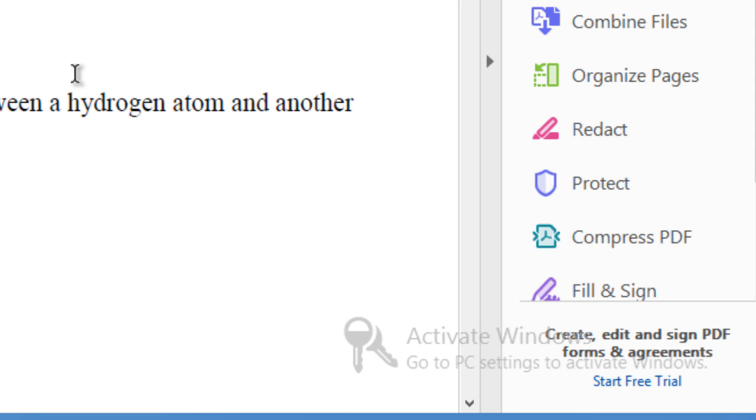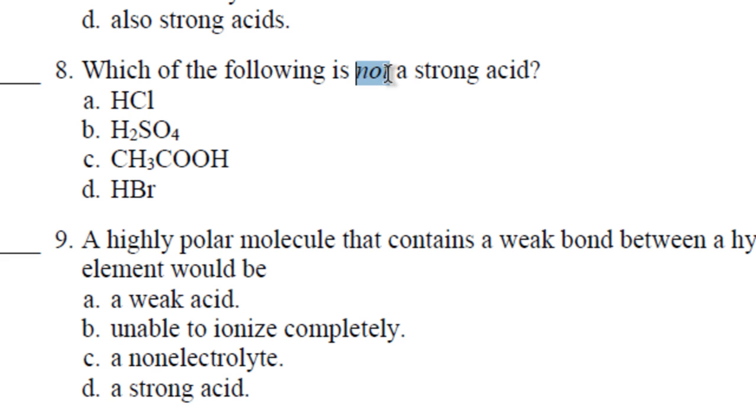8. Which of the following is not a strong acid? HCl, H2SO4, CH3COOH, HBr. Not a strong acid, so it means it's a weak one. We have a very common weak acid, which is CH3COOH, so the answer is C.